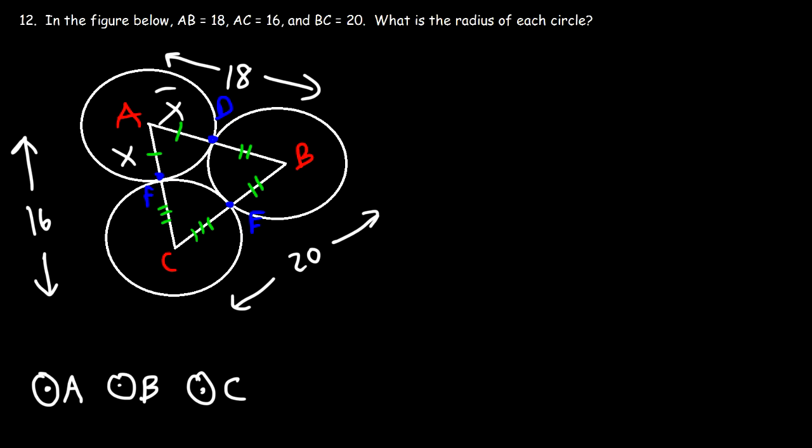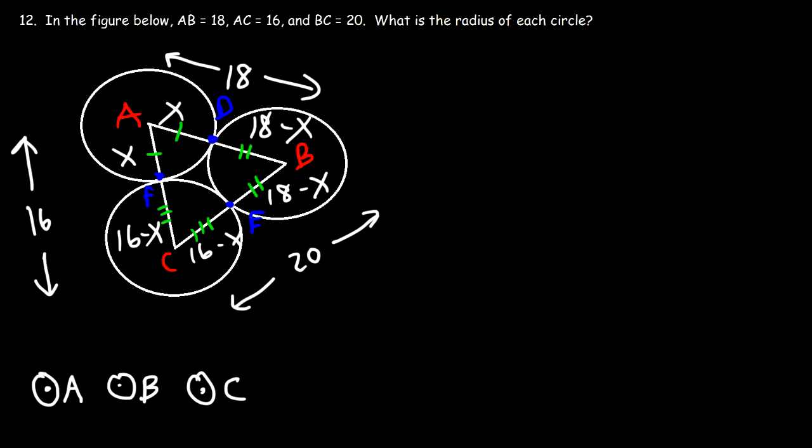Now, if AD is equal to X, BD is going to be the total length minus the other side. So BD is going to be 18 minus X. And BD and BE are the same. So BE is going to be 18 minus X as well. Now, if AF is X, then FC is going to be the total length minus the other side. So it's going to be 16 minus X, which means FC is the same as EC. So EC has to be 16 minus X as well.